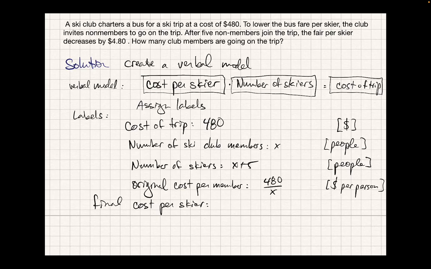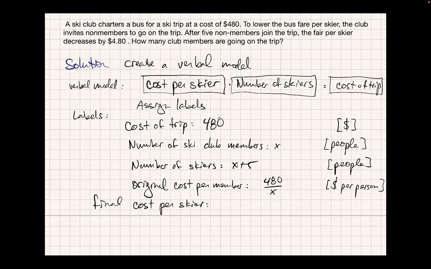So we have $480 for our ski club members. But we would like to be able to say that we have lowered the bus fare per skier. So we're going to invite non-members to come, and we had 5 people join. After five non-members join the trip, the fare per skier decreased by what?